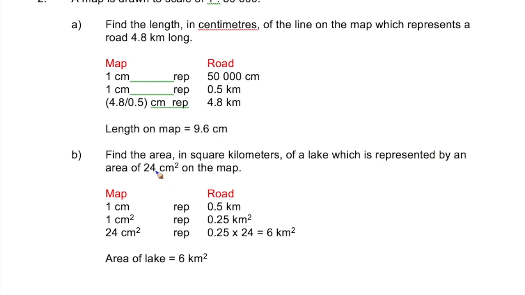In the second part, we need to find the area, which is represented by 24 cm square on the map. Since our scale is a linear scale, we need to square it to get the area scale, which is 1 cm square representing 0.25 km square. Thus, 24 cm square would represent 0.25 times 24, which is equals to 6 kilometers square. The area of the lake is 6 kilometers square.